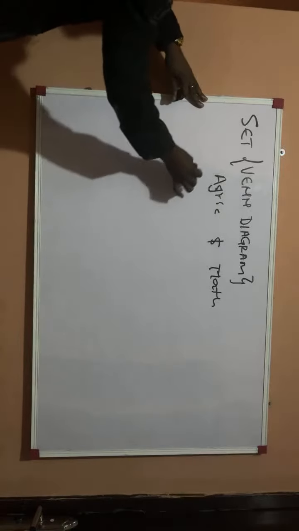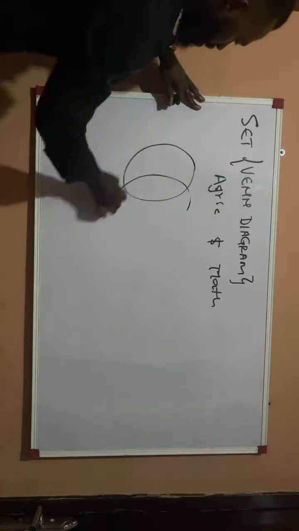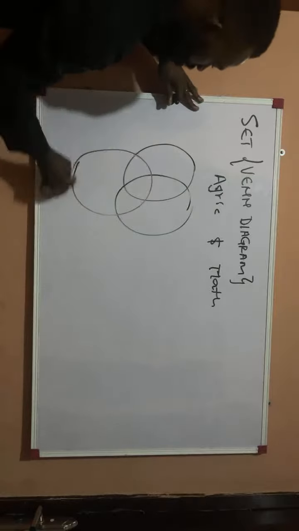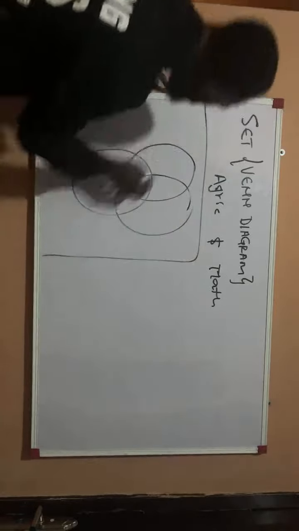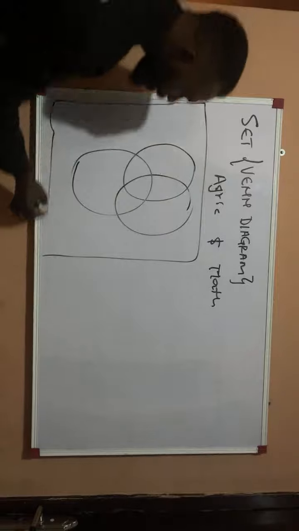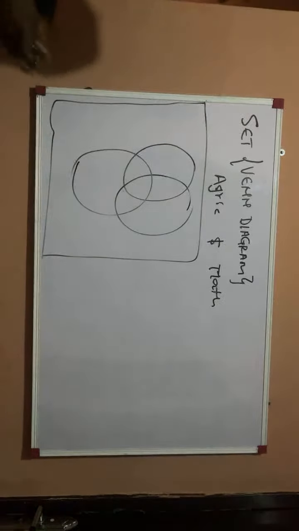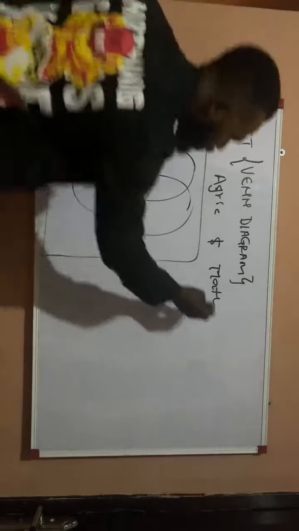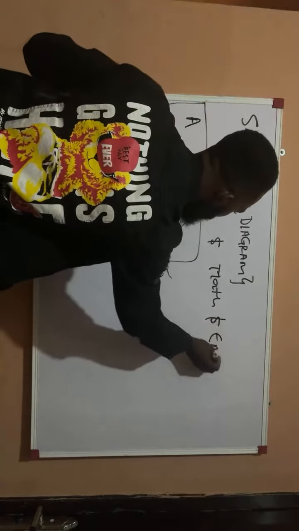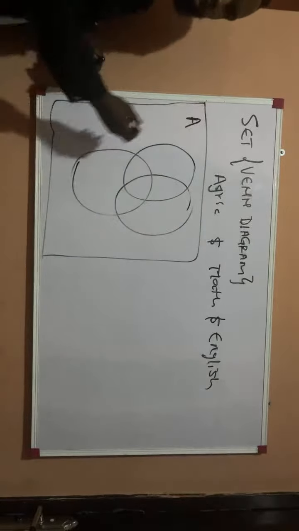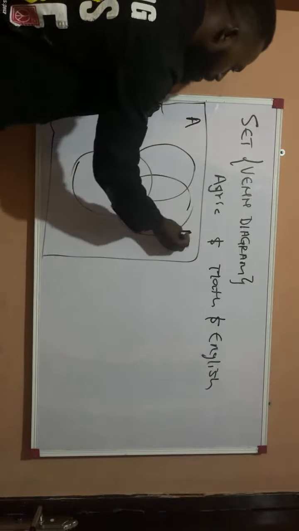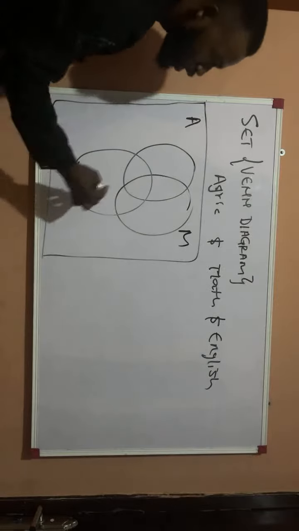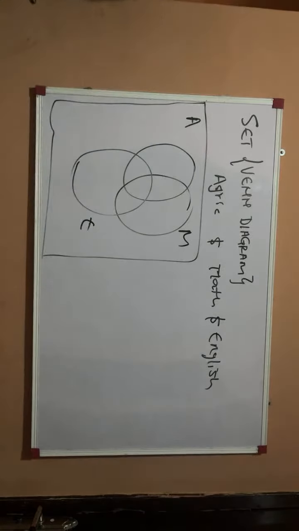Okay, now this is our first circle, and this is another, and this is another. Now, without wasting time, let us assume that this circle belongs to the total number of students that offer Greek. And the other circle belongs to the total number of students that offer mathematics. And the last circle belongs to the total number of students that offer English.